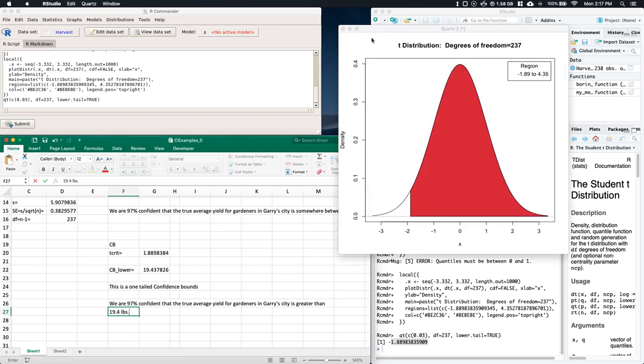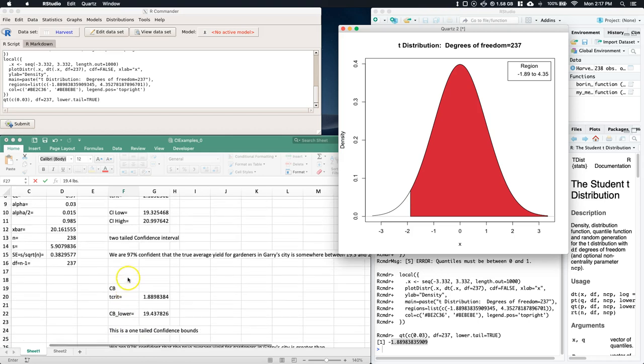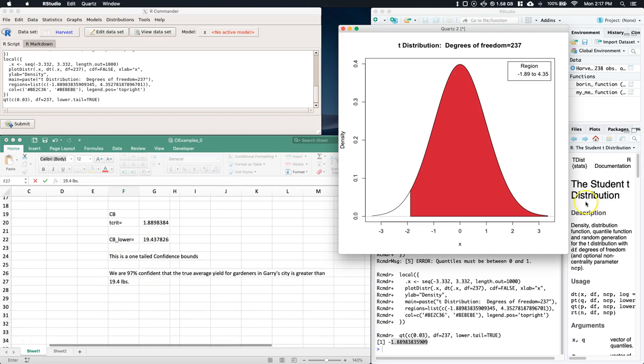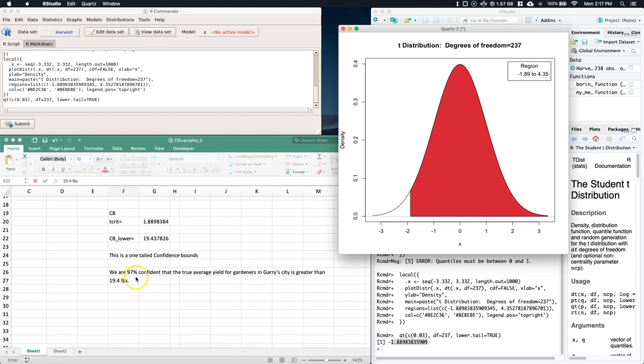pounds. So coming back to our picture, we are 97% confident that the true average yield for gardeners in Gary City is greater than 19.4 pounds. So now we're able to see the differences between our confidence interval. Remember, we've got two values on our interval, plus or minus, and we've got this alpha divided by 2, throwing our error to two sides. Or our confidence bound, we can throw all of the error to either the upper or the lower end. And we're able to make a little bit different conclusion.